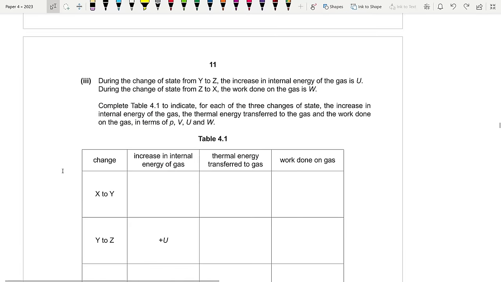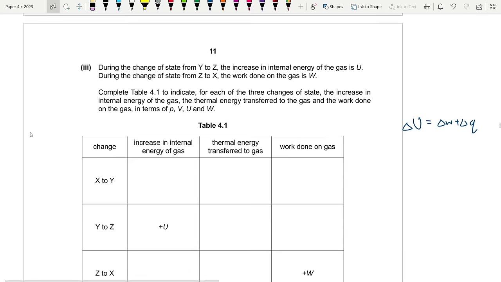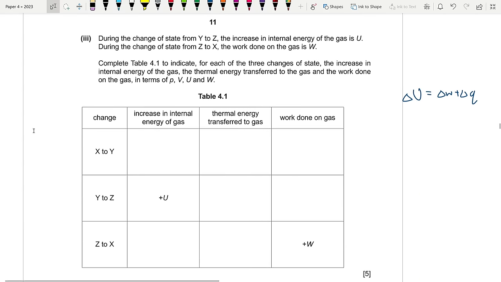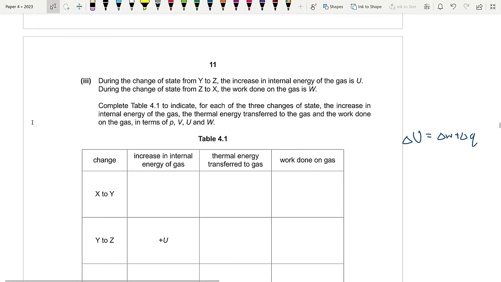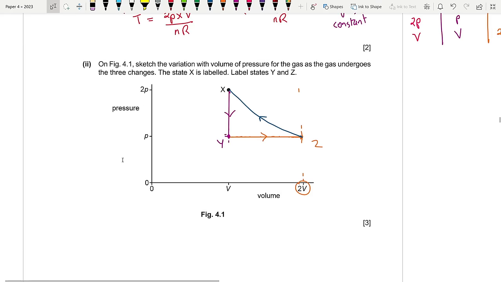Now, during the change of state from Y to Z, the increase in internal energy of the gas is U. So you guys know that U is equal to delta W plus delta Q. This is the general formula. During the change from Z to X, the work done on the gas is W. Complete table 4.1 to indicate for each of the three changes of state, the increase in internal energy of the gas, the thermal energy transferred, and the work done on the gas in terms of p, V, U, and W. Fine. So let's go from X to Y.